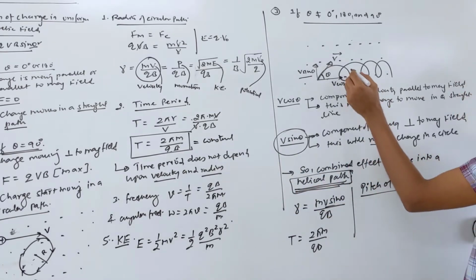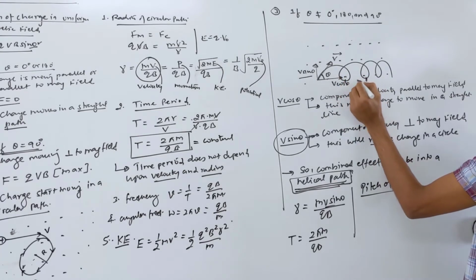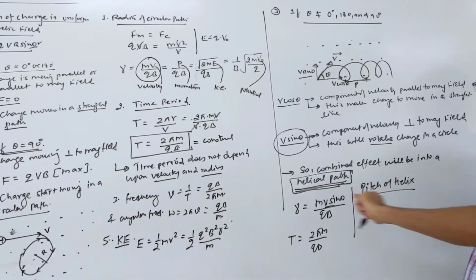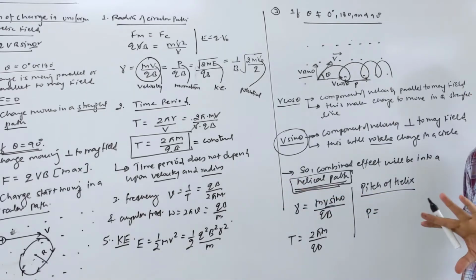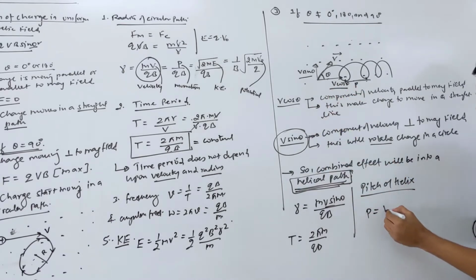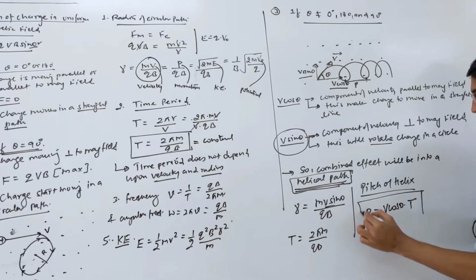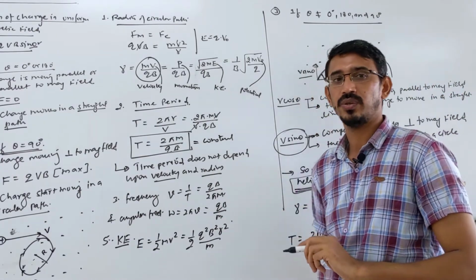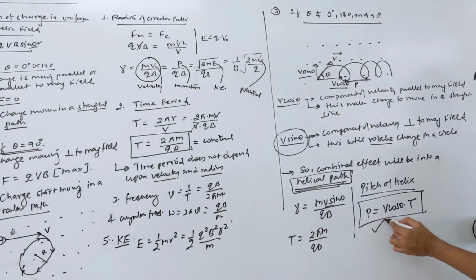So how do we answer for pitch? You start from here and come here; that is called the pitch. Pitch is a distance only, the forward distance. Distance is velocity into time. And what is the forward velocity? Obviously v cos theta. So v cos theta into time t is called your pitch, the distance moved forward in one rotation. So here is the pitch.